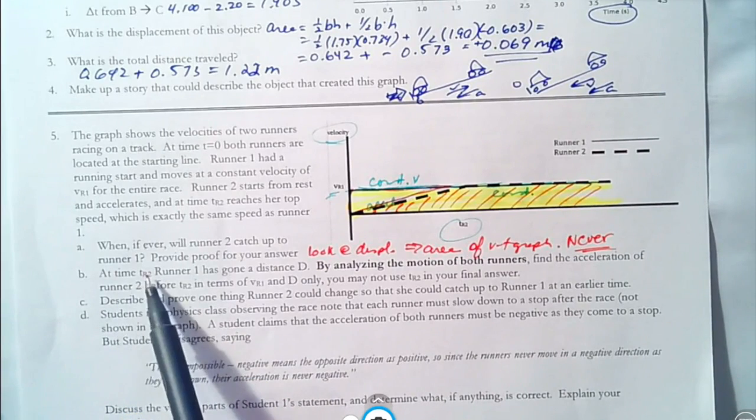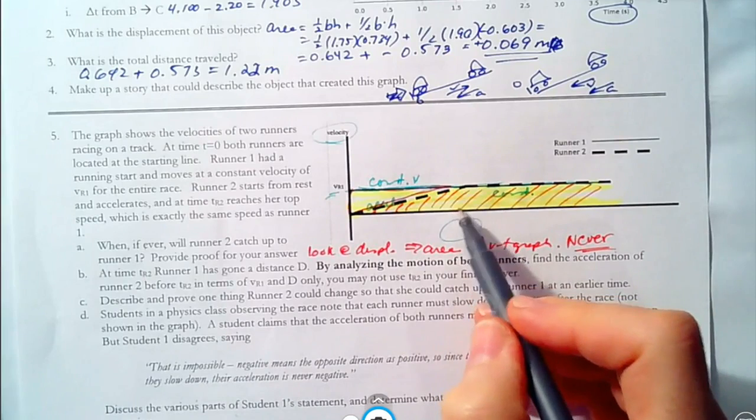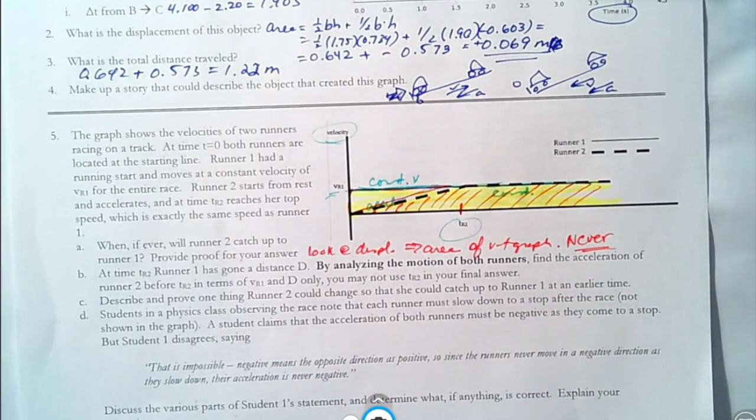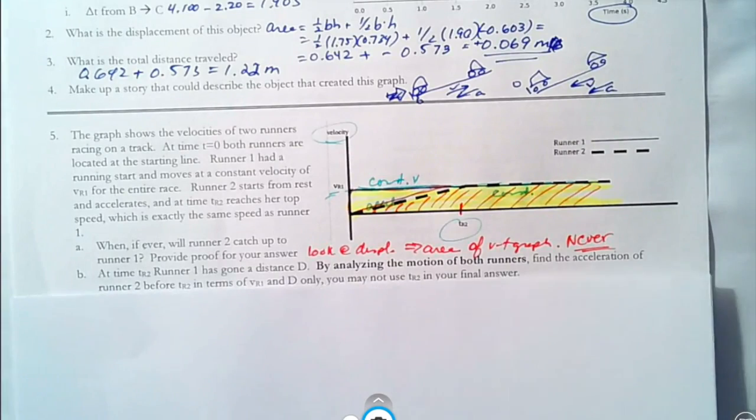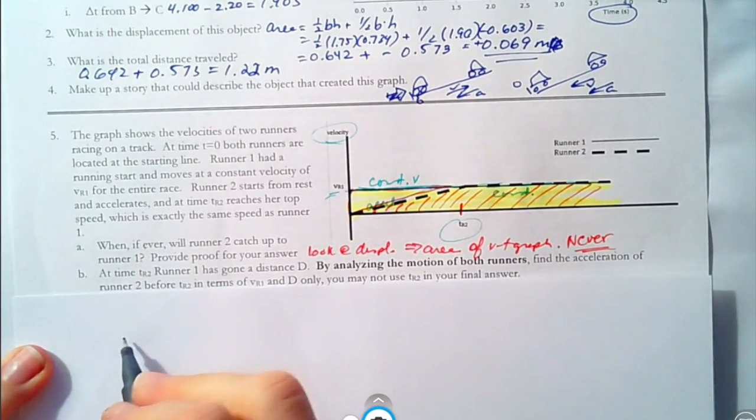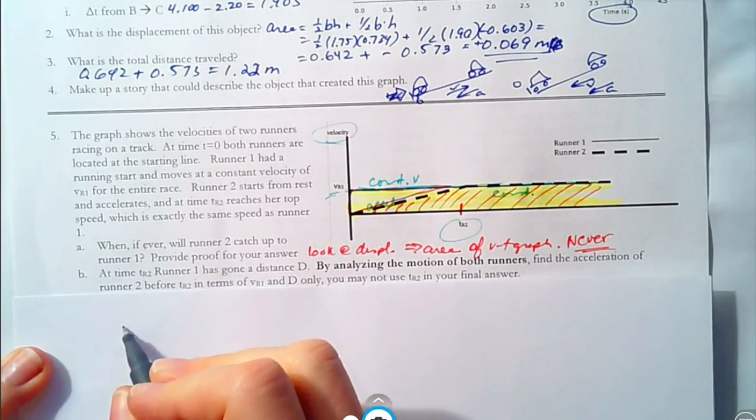At time TR2, which is right here at this intersection, runner 1 has gone a distance d. By analyzing the motion of both runners, find the acceleration of runner 2 in terms of VR and d only. So you can't use that time in your answer. So let's figure it out, right? The acceleration of runner 2.